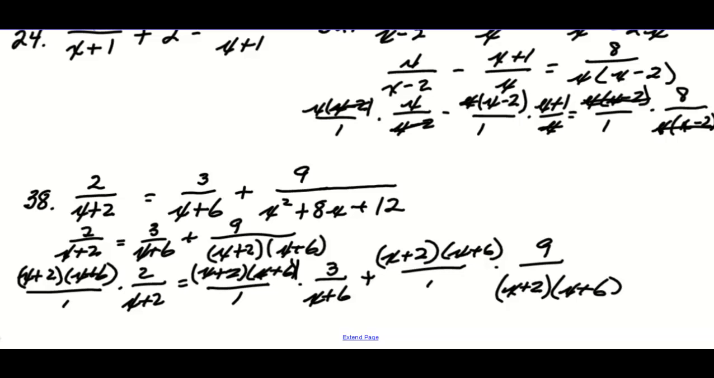When we do that, we'll cancel the x plus 2 terms in the first part, and we'll get 2 times the quantity x plus 6. That is on the left side of the equation. On the right, the first term, we're going to cancel those x plus 6 terms, and we'll get 3 times the quantity x plus 2. And then finally, our last term, we can cancel everything, the x plus 2's and the x plus 6's. So all we end up with is plus 9.